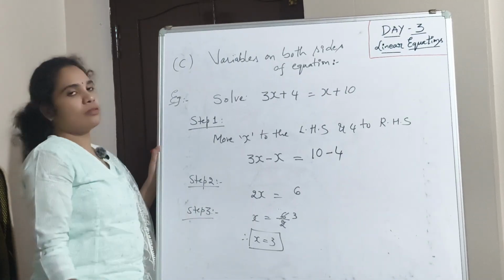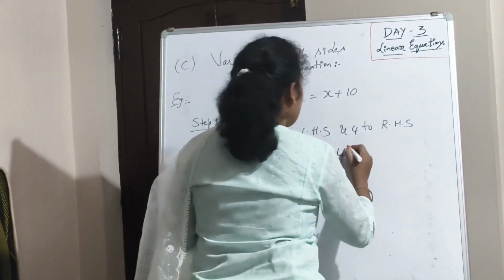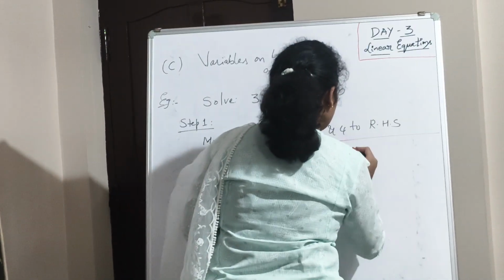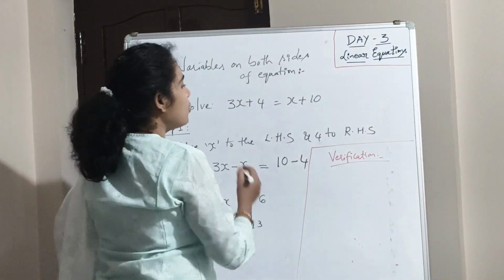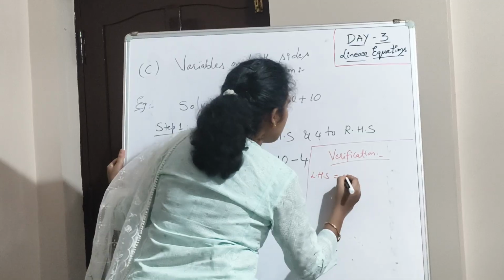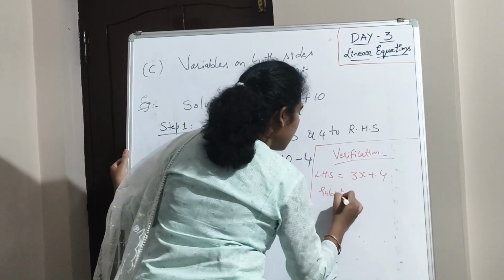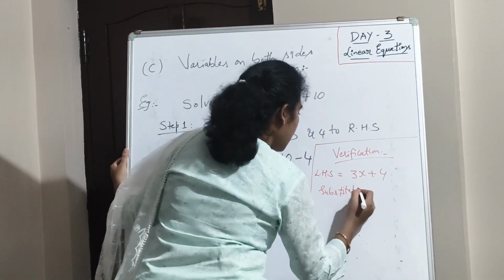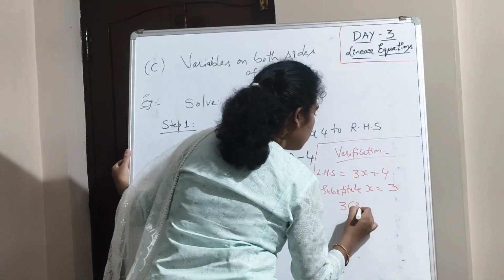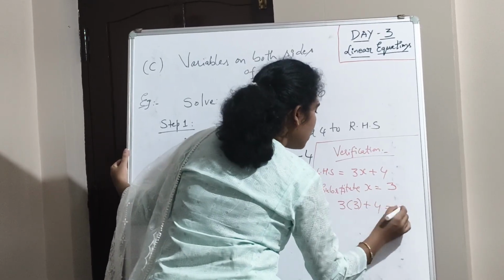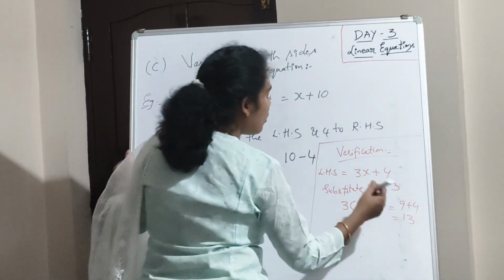How do we verify this? By checking the LHS and RHS. Now, we'll do the verification. So, consider the LHS term. LHS is 3x plus 4. So, substitute x is equal to 3. Then we have 3 into 3 plus 4, which is equal to 9 plus 4, that is equal to 13. So, we got LHS value is 13.